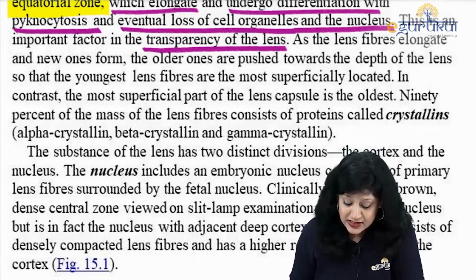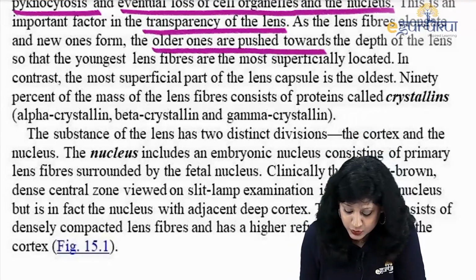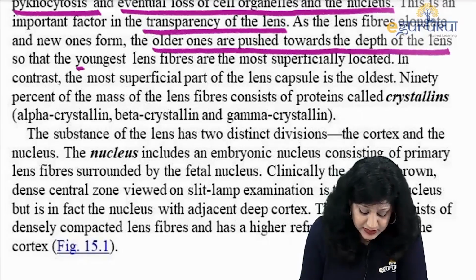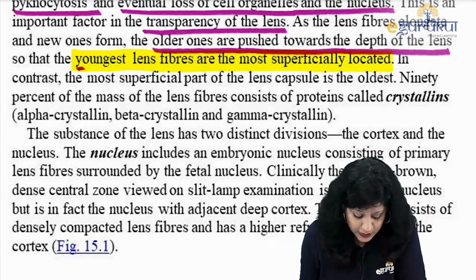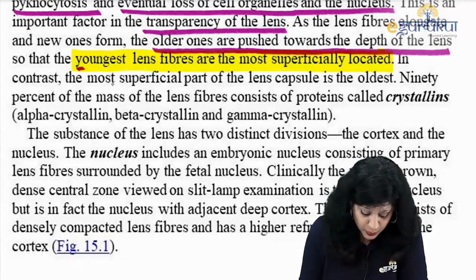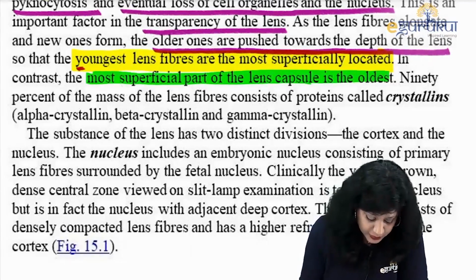Now, as the lens fibers elongate and new ones form, the older ones are pushed towards the depth of the lens. So the youngest fibers are the most superficially located, and another important thing: the most superficial part of the lens capsule is the oldest one.